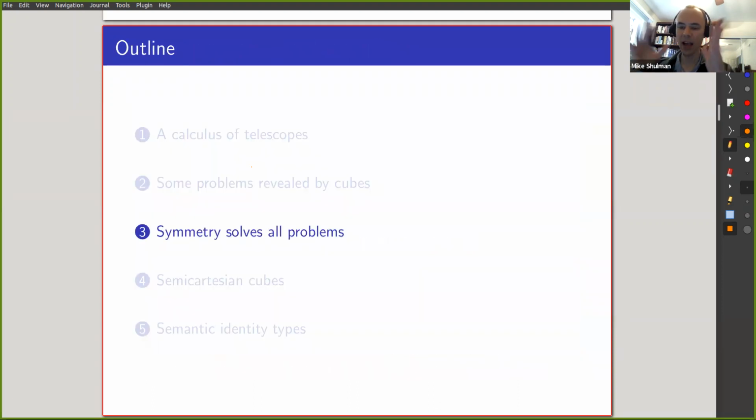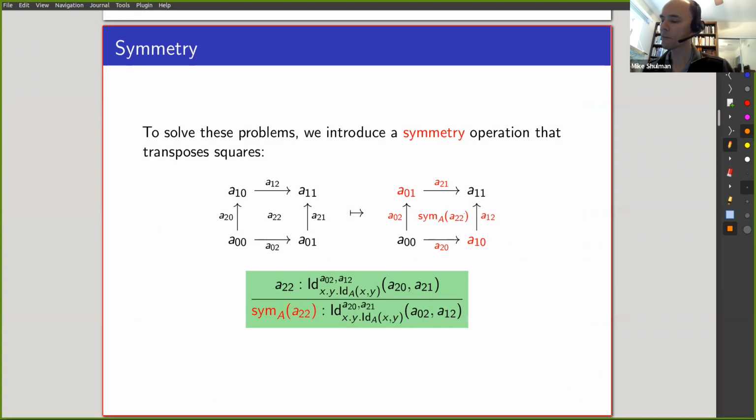So we have all these problems that come from cubes and squares, and we'd like to solve them in some way. It turns out the natural way to solve them, we think, is to introduce this operation of symmetry, which allows us to get around the fact that the left sides of a square and the top and bottom of a square play very different roles, by switching those roles. So we introduce a symmetry operation which transposes a square.